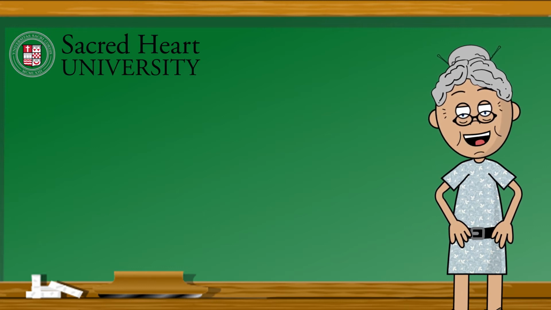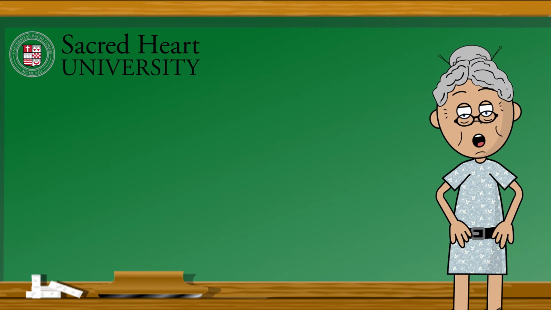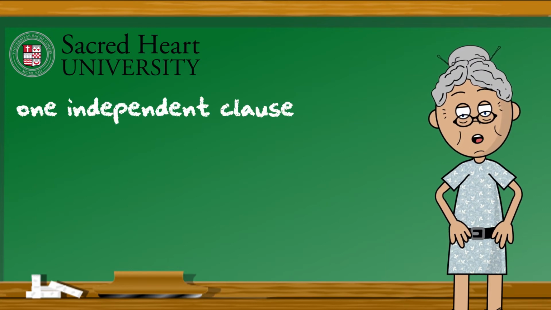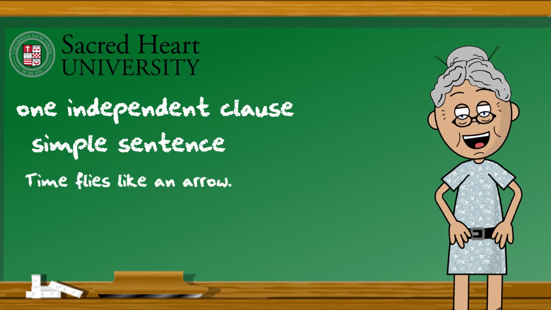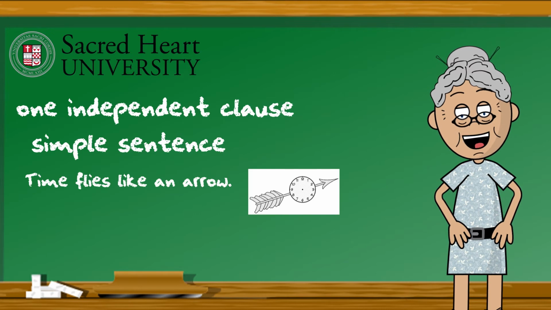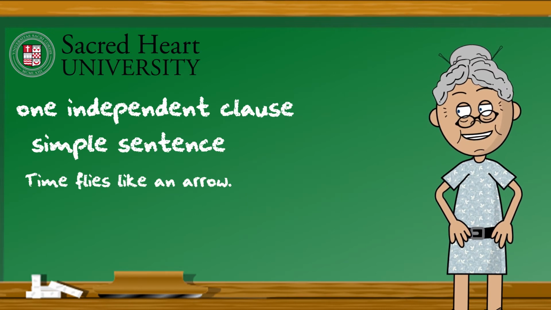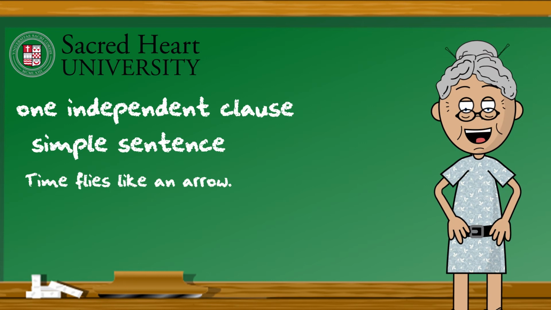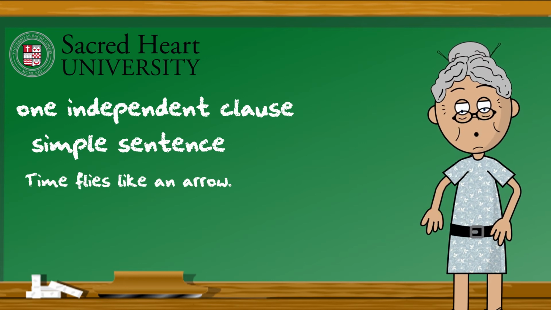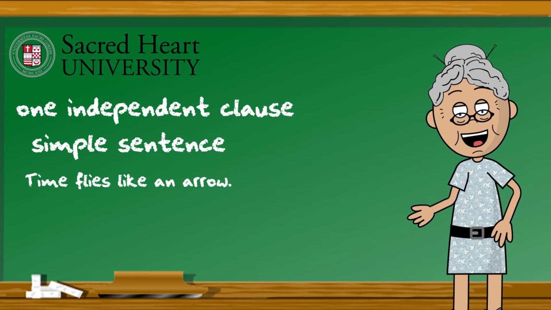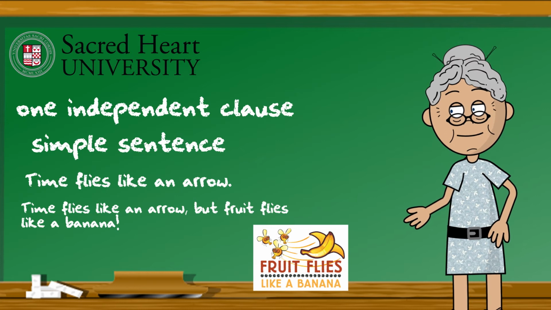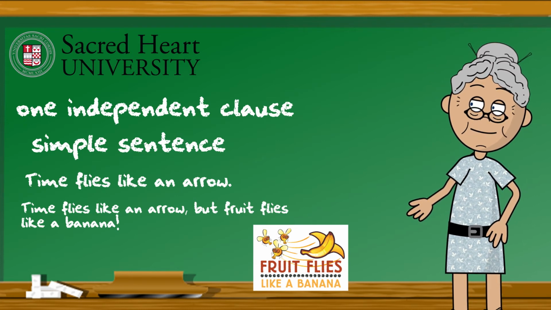Now, sentences, of course, can be made up of just one independent clause. When they are, we call them a simple sentence, like this one from Groucho Marx. Time flies like an arrow. Or we can combine two independent clauses with a conjunction, as we just did, to make a complex sentence that expresses a relationship between the two coordinate clauses. To continue Groucho Marx's quotation, time flies like an arrow, but fruit flies like a banana.